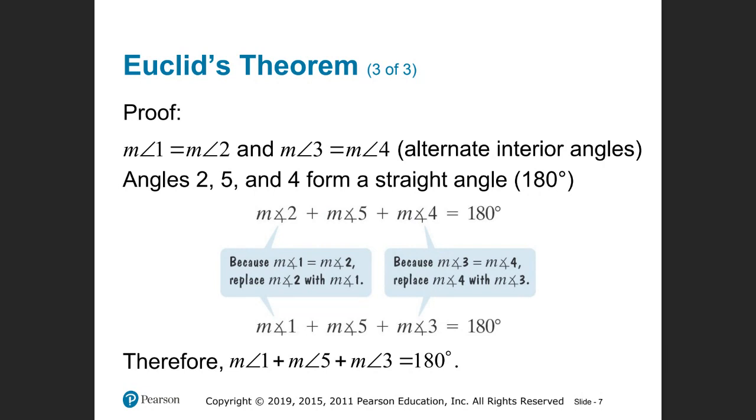Angles 1 and 2 are equal. We already know that from above. So we're going to replace the measure of angle 2 with the measure of angle 1 down below. Same with the measures of angles 3 and 4. We're replacing the measure of angle 4 with the measure of angle 3. So this tells us that the measures of angles 1, 5, and 3, which are inside the triangle, add up to 180 degrees.